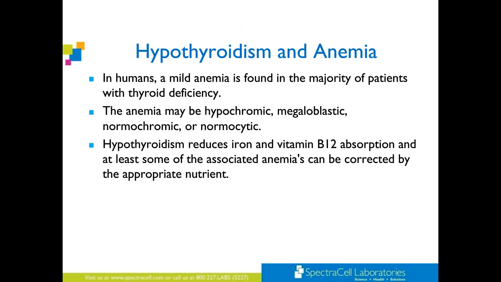Well, as you can see here, we know that a common finding with hypothyroidism is anemia. But the question is, what type of anemia? Is it microcytic? Is it macrocytic? Is it normocytic? And if it is one of those categories, which nutrient or nutrients do we address? And how does that nutrient correlate to a possible hypothyroid status?